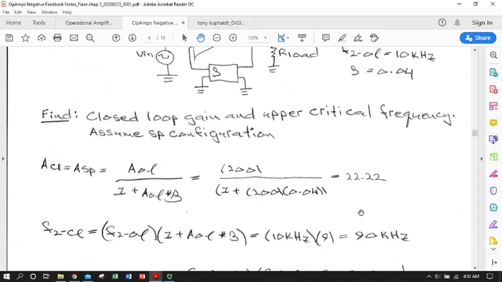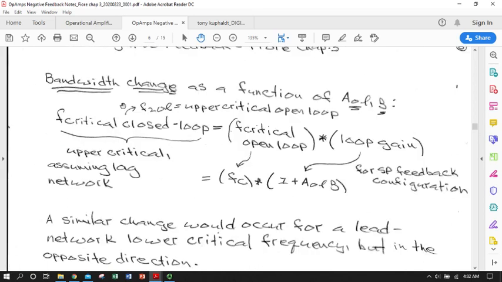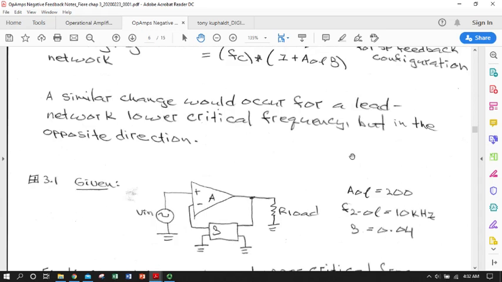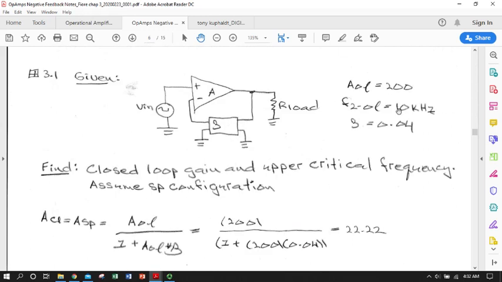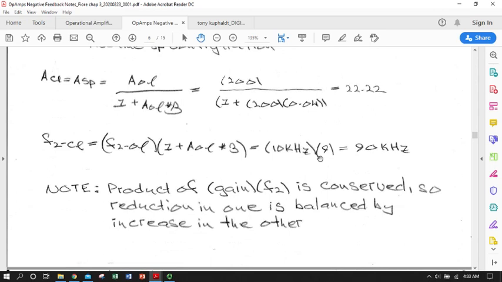So let's see what kind of gains we make, pun intended, in our upper critical frequency. So we're going to use the formula that we just looked at here. We're going to say that our upper critical closed loop is equal to our upper critical open loop times that loop gain. So what happens when we plug that in? So we start with the original open loop upper critical frequency of 10 kilohertz, which we got from the spec sheet, and we multiply by 1 plus 200 times 0.04, and this turns out to be 9.